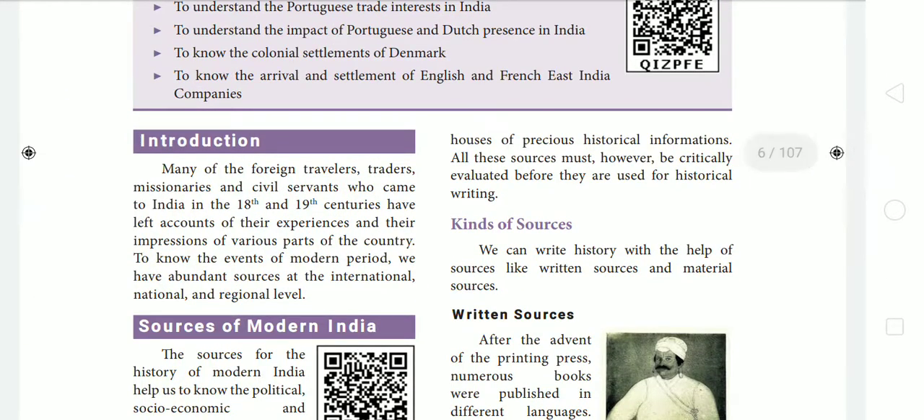Many foreign travelers, traders, missionaries and civil servants who came to India in the 18th and 19th centuries have left accounts of their experiences and their impressions of various parts of the country. To know the events of the modern period, we have abundant sources at the international, national and regional level. After visiting, they recorded their experiences in our country, so we have more records about the sources at the international, national and regional level.